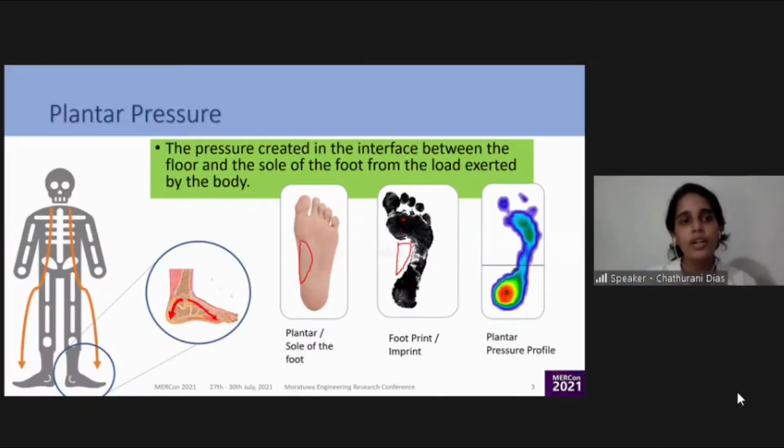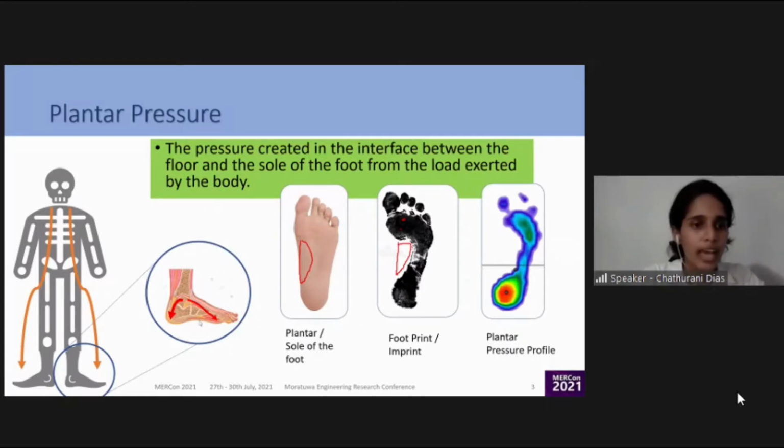As I mentioned earlier, plantar pressure is the mechanical pressure that is felt by the sole of the foot. What we see here is the sole of the foot, and next to it, the foot imprint. That shows us which areas of the plantar surface make contact with the floor or the contact surface. The load of the body will be applied on the floor through this contact area only, and also the ground reaction force will be felt only by this contact area.